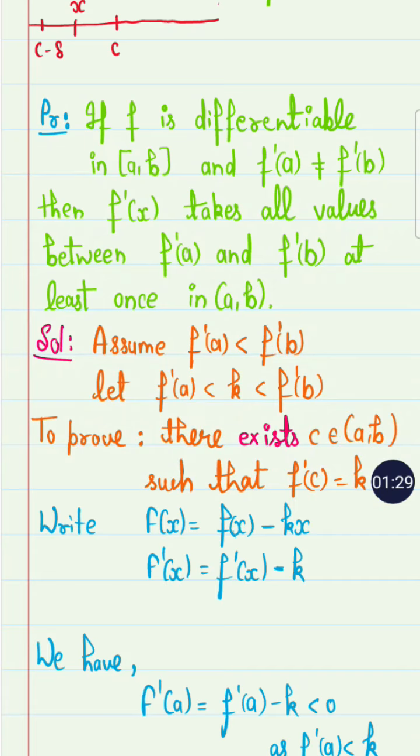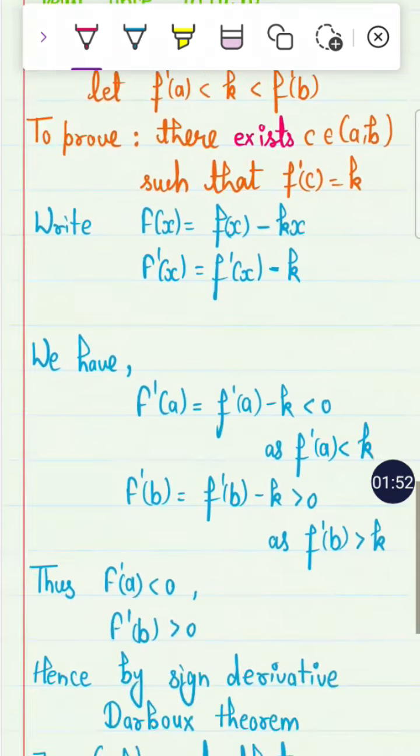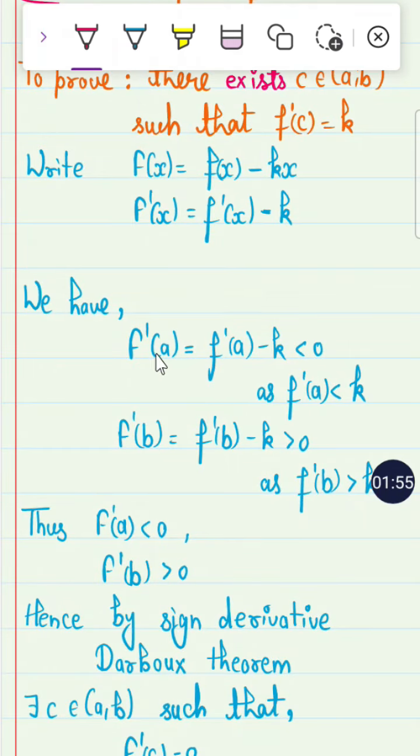Now how to prove that? Firstly, we know that these are different function values, so firstly assume that f dash a is less than f dash b, so there exists k, which is f dash c, right? So let us take capital F x equals f x minus k x, right? Taking the derivative, capital F dash x equals f dash x minus k, and putting the value, f dash a minus k is less than 0, as f dash a is less than k, and f dash b is greater than k by the sign of derivative.